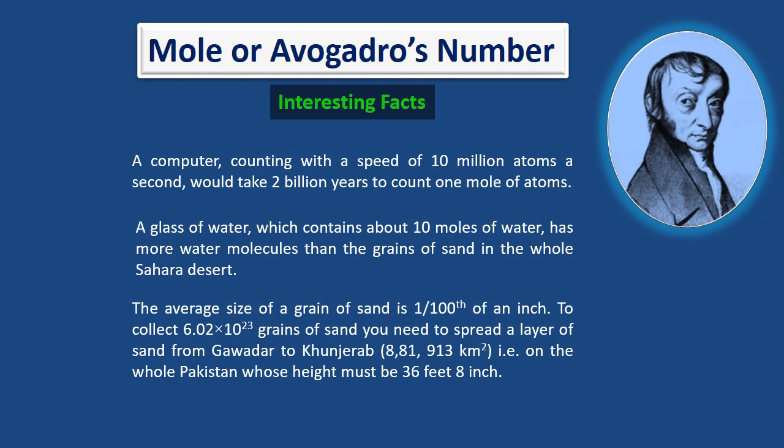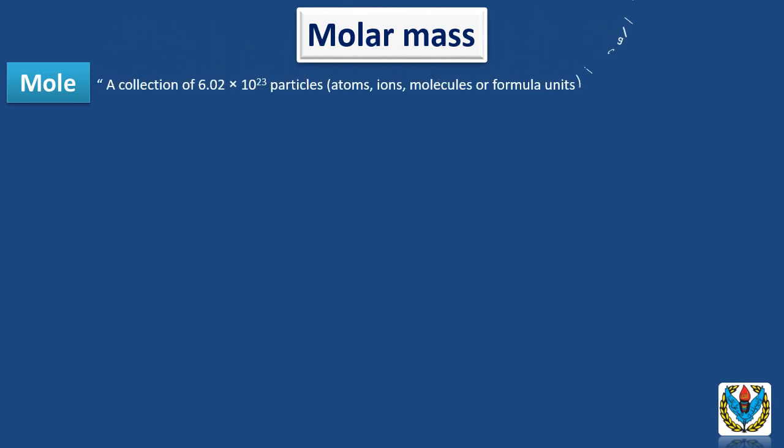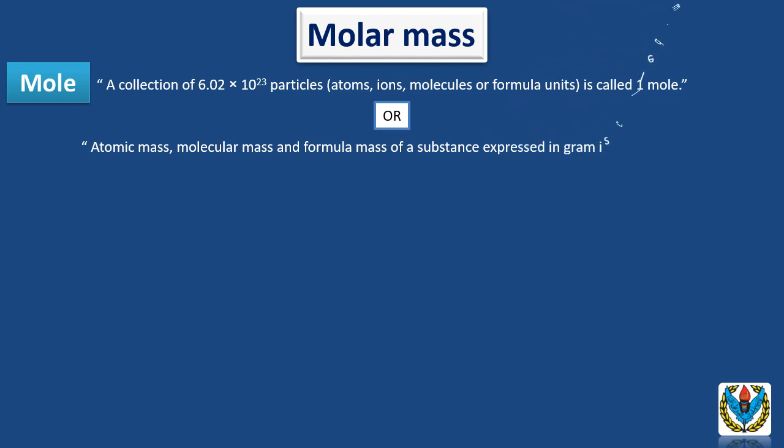Amazingly, this is a very, very huge number. Now it's time to define a very important term, that is molar mass. But first recall that a mole is a collection of 6.02 into 10 raised to the power 23 number of particles. Or in other words, atomic mass, molecular mass and formula mass of a substance expressed in gram is called 1 mole. For example, atomic mass of carbon is 12 AMU.